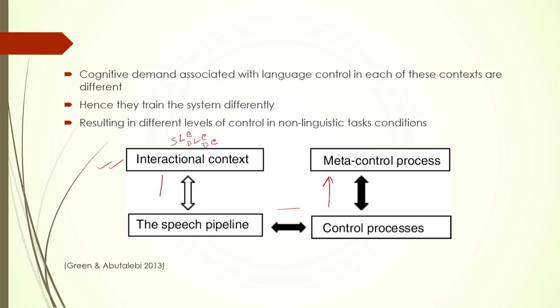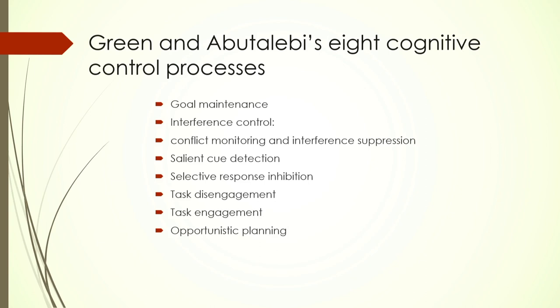Interactional context affects your speech output, that mechanism affects your cognitive control processes, which in turn strengthens your metacontrol processes. So different kinds of interactional context in terms of language switching lead to different levels of non-linguistic cognitive control. And what is that cognitive control that we are talking about? Green and Abutalebi give 8 types of cognitive control processes, from goal maintenance to opportunistic planning. And then they show how each of these language switching contexts can train each of these different kinds of cognitive control. So within the larger domain of cognitive control, Green and Abutalebi bring out 8 different aspects, and each of those aspects can be trained differently by each of the 3 language switching contexts.